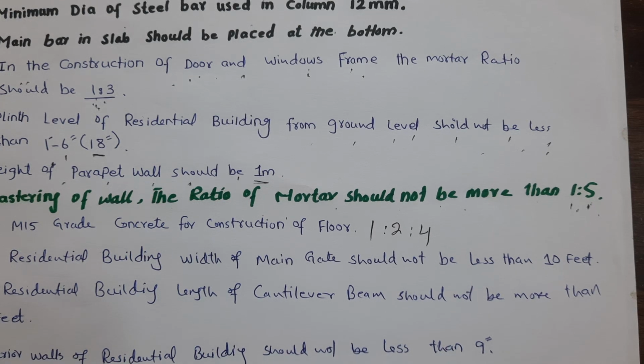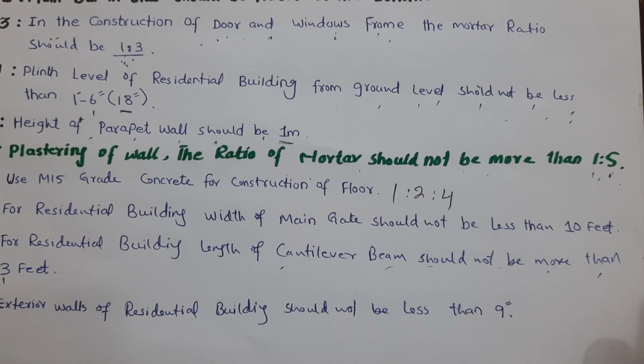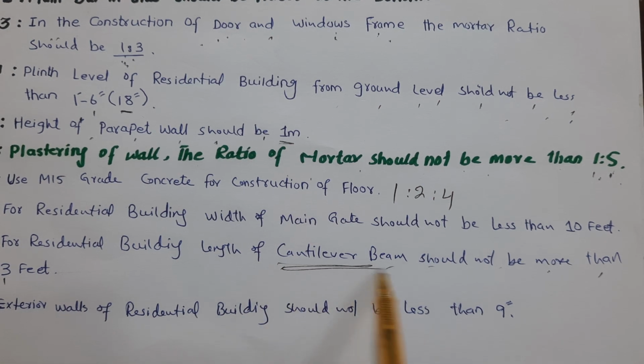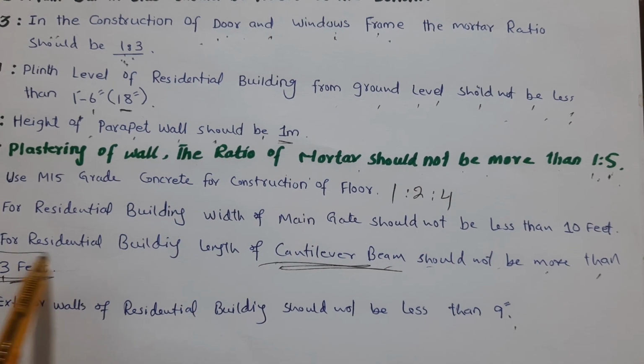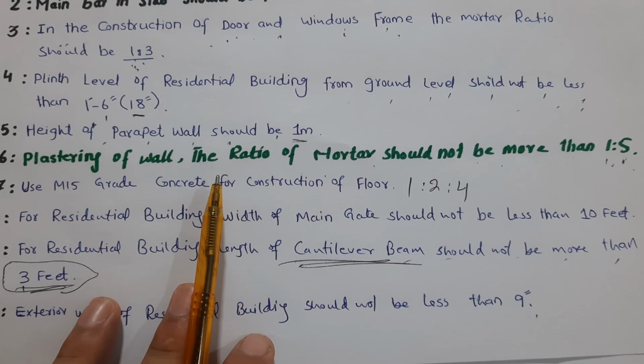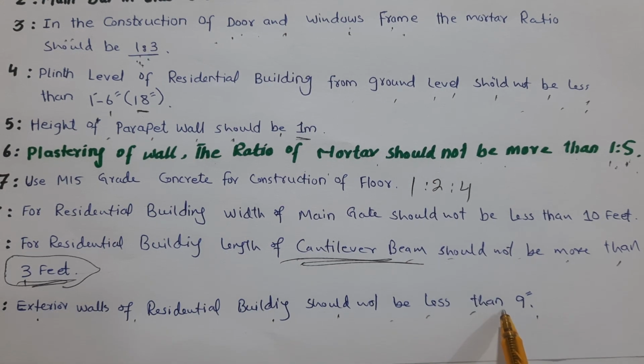Next, for a residential building, the length of a cantilever beam should not be more than 3 feet. Sometimes we are required to extend the beam or the slab. The slab is constructed on top of the floor beam, so our floor beam is the cantilever beam. In a residential building it should not be more than 3 feet. If you want to extend this, you need a structural engineer to give you the structural design. You should hire a structural engineer, especially for a cantilever beam, because you are not able to know the diameter and size, etc.